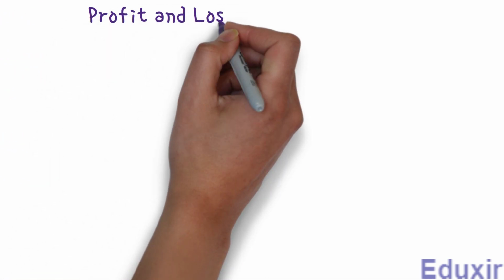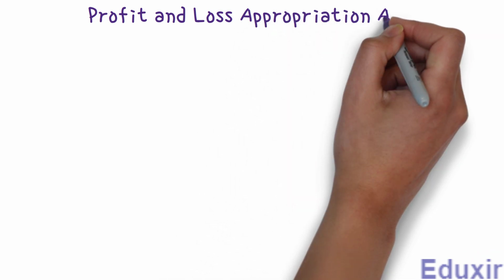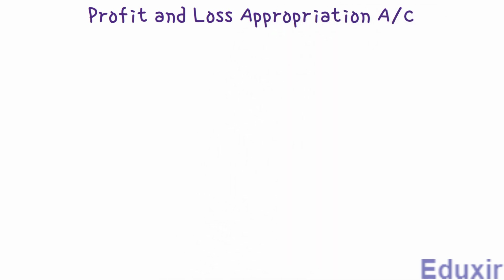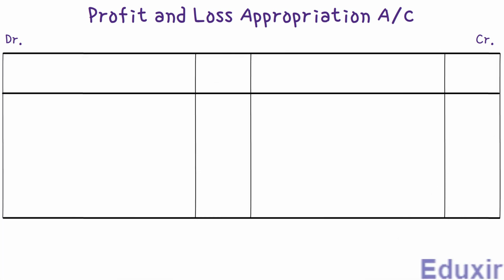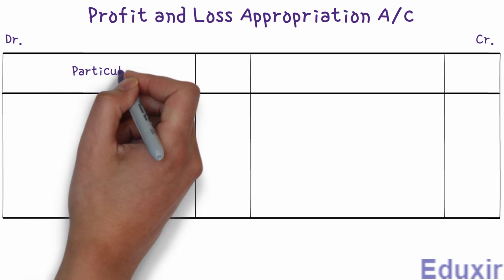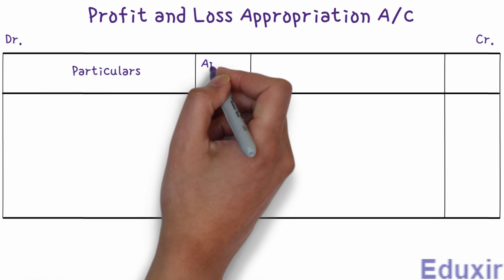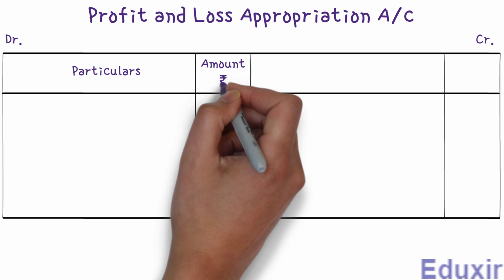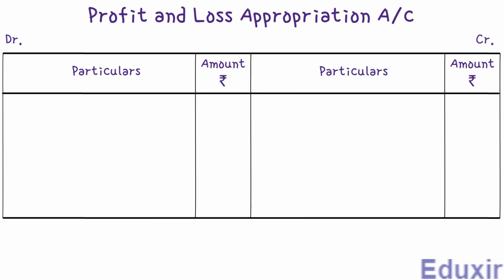Let us first write the title as profit and loss appropriation account. Let us then write the headers DR and CR to designate the debit and credit sides respectively. Let us have the individual columns for particulars and amount in rupees on the debit side. Let us have the same columns on the credit side also.